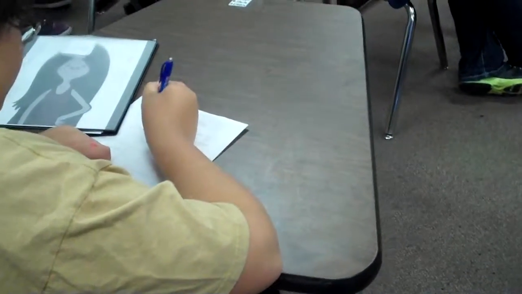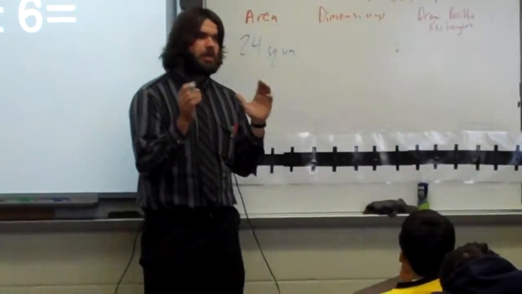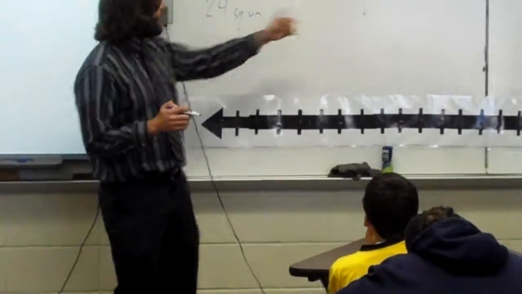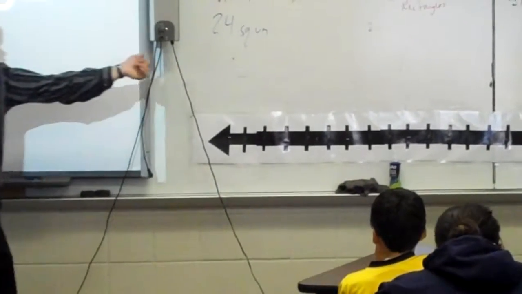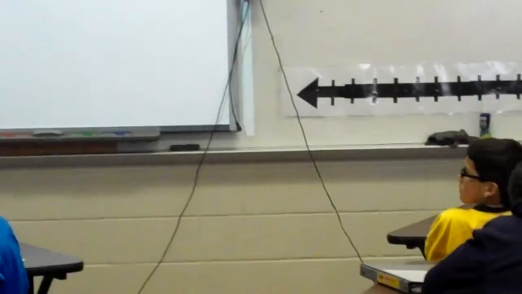You can write your dimensions in here, or you can draw your possible rectangles first. So if you were to draw your possible rectangles just like Amber did, instead of length and width, give me two numbers that could go on those sides that would multiply to equal 24. That's awesome.